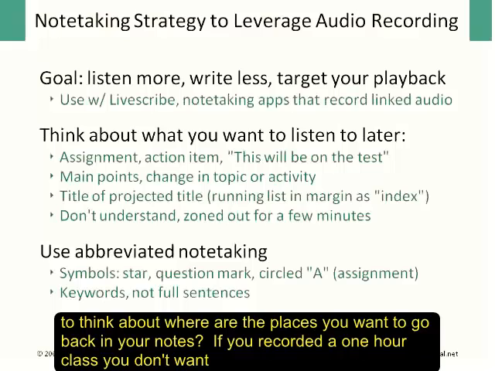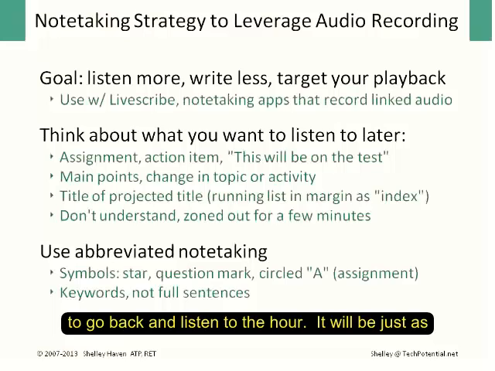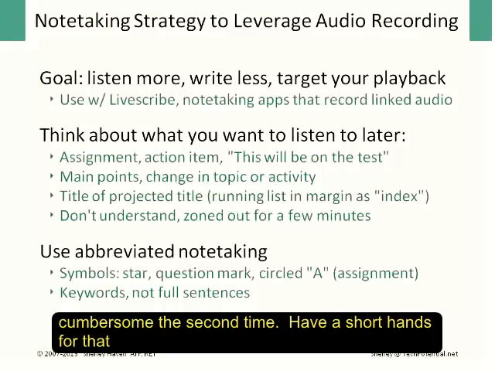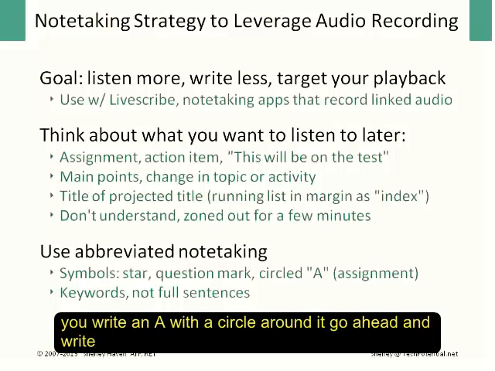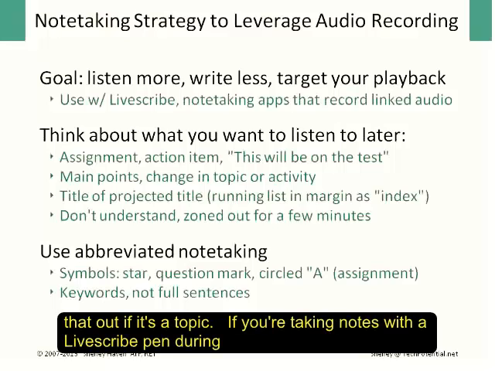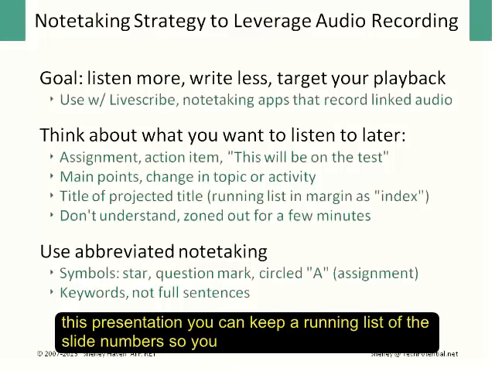The idea is to think in advance about what are the places you want to go back and listen to in your notes. If you've recorded a 1-hour class, you certainly don't want to go back and listen to the whole hour. It'll be just as cumbersome the second time around. You only want to go back to certain places. So pre-think what those places are. For instance, teacher talks about an assignment or action item, or says this is going to be on the test. So have a shorthand for that. Teacher starts talking about an assignment, you write an A with a circle around it. Main points or change in activity or topic, go ahead and write that out.